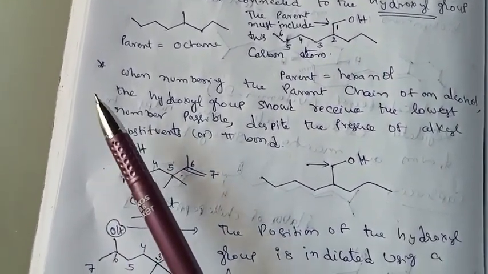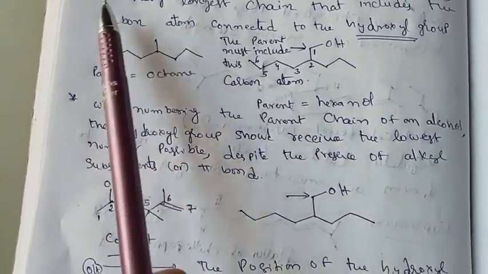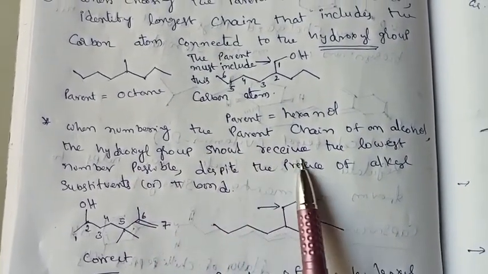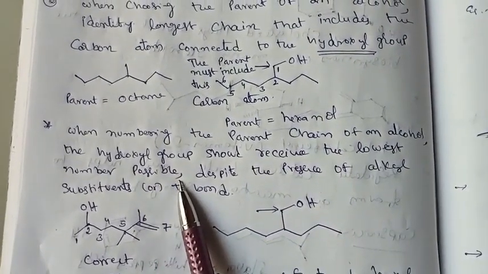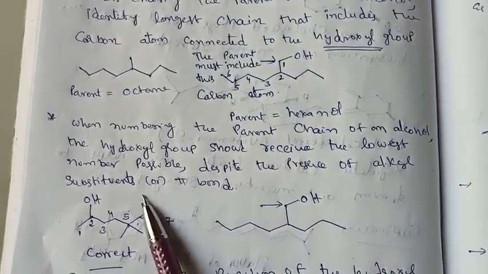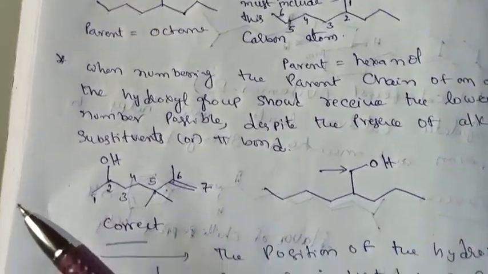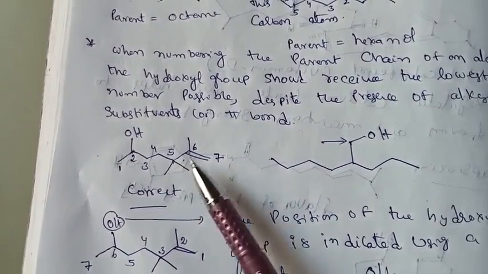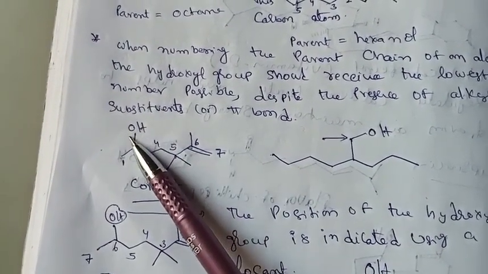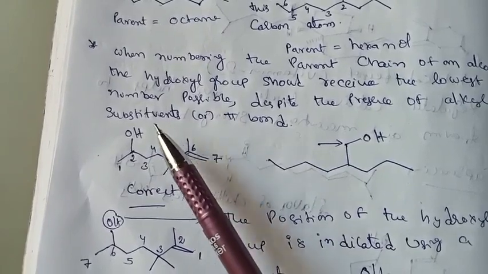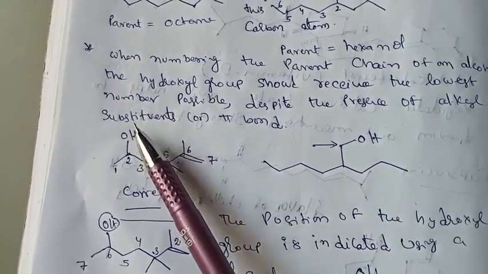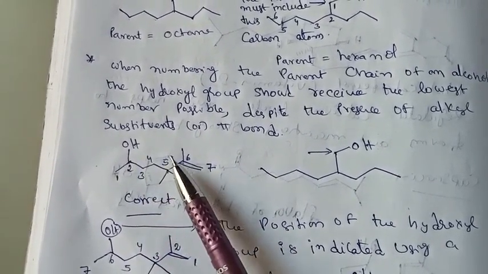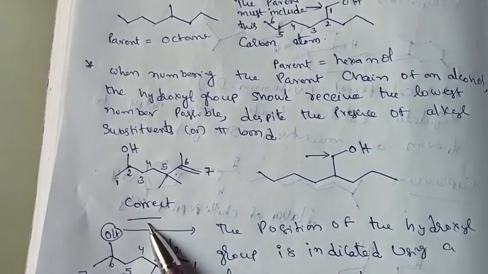And we will look at another example here. When numbering the parent chain of the alcohol, the hydroxyl group should receive the lowest numbering possible, despite the presence of alkyl substituents or a pi bond. For example, this is a very important example. In this one, alkyl substituents are there, and the alkene functional group is there, and the OH functional group is there. We have to remember that the OH functional group must get the least numbering. So the correct IUPAC nomenclature is 1 2 3 4 5 6 7. So this is the correct way of giving the nomenclature.